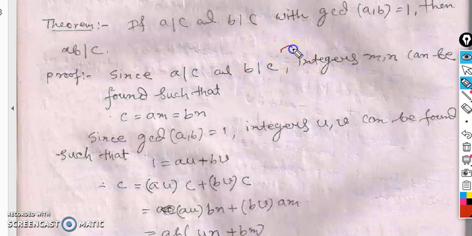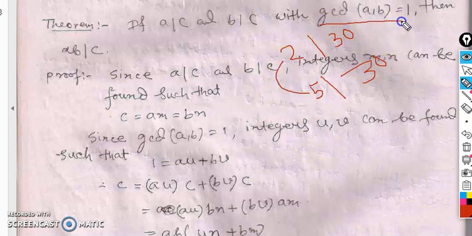Say 2 is a divisor of 30, and 5 also divides 30, and the GCD of 2 and 5 is 1, which satisfies this condition. Then we can apply this theorem. That means 2 into 5, which is 10, should be a divisor of 30. This theorem is, that's why, very important.